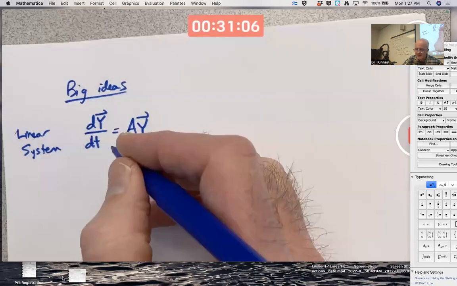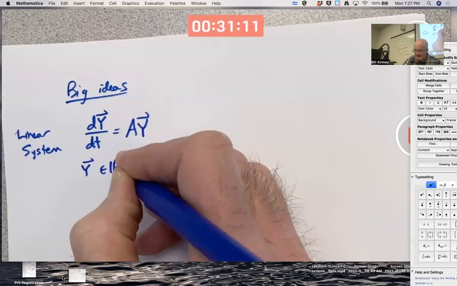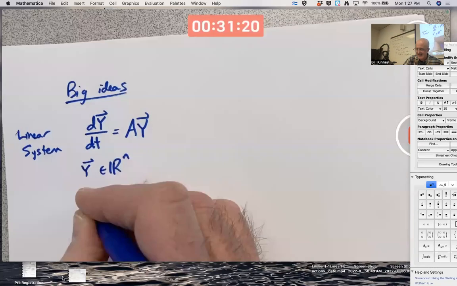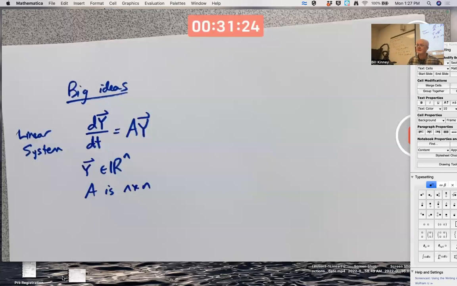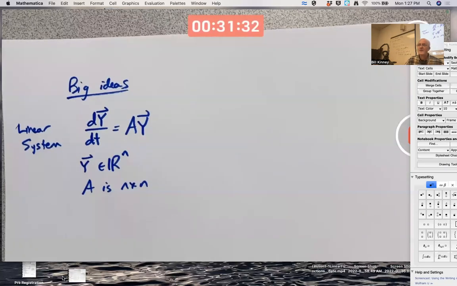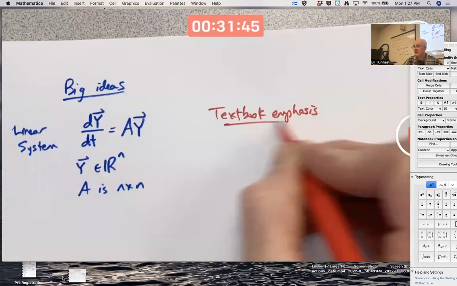But I want to talk abstract here. So Y is really a vector in Rn, though it's a time-dependent vector. It's a function of t. And A is n by n. So there is a generic linear system. What's the emphasis in the textbook? The emphasis is trying to solve it, find a general solution.